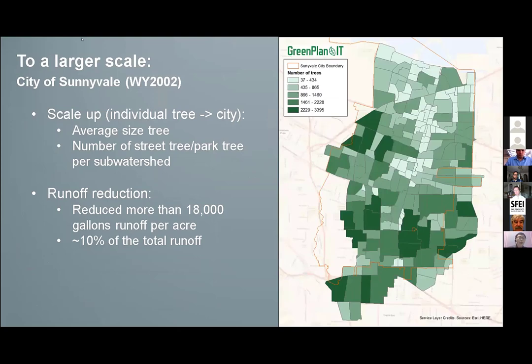With that, we used average size trees and the number of different street trees and park trees per subwatershed in the city of Sunnyvale to scale it up. By comparing the SWMM model results with and without trees in the city of Sunnyvale, we are able to quantify the runoff reduction of current existing trees. And we found that the current trees intercept about 10% of total runoff of the city of Sunnyvale in the water year of 2002.